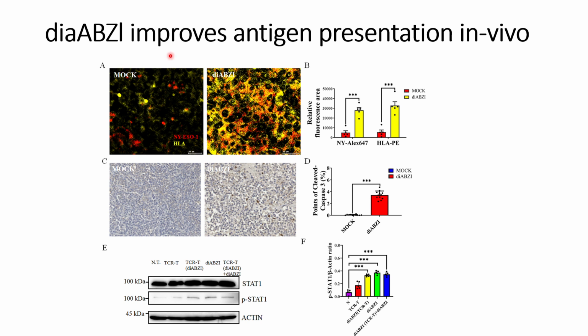So they took the mouse model, NCG mice, and infected them with the tumor cells, and then used DiaBZl to increase the antigen presentation on the tumor cells so that they can be detected by the immune cells. So in panel A, what they have shown is the difference between the mouse models, where in one case the mice are treated with DiaBZl, and in the other case the mice are not treated with DiaBZl.